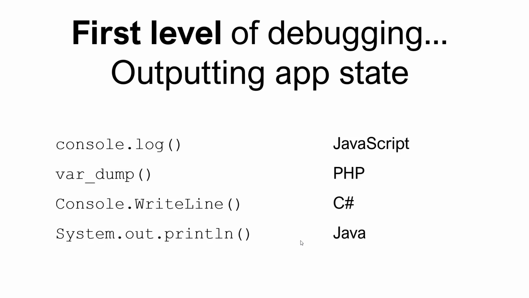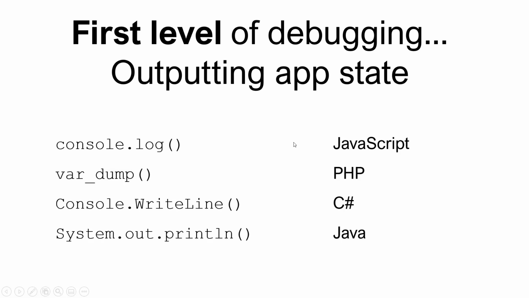So the first level of debugging usually is that you will try to output the app state. We have all these commands, depending on the language. In JavaScript, we have console log that will allow us to output something to the console. We also have var dump, and echo in PHP, among others, that will, as it says, dump the contents of any variable, if it's an array or a variable of some sort. And then we have console write line, system out print line in Java and C#, but we're outputting the app state in this first level of debugging.